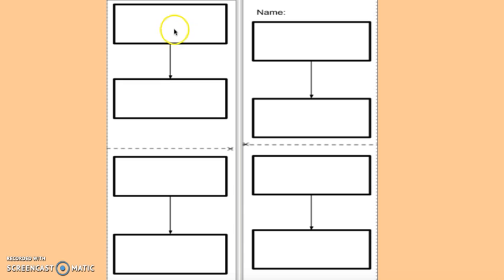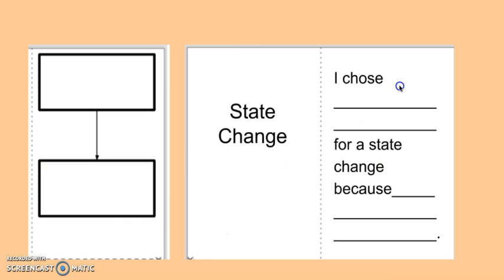Now, you have 4 windows that you need to complete, and you notice that they all look the same. That is because when we open each window, you're going to see what kind of a change it is. Each one has a different change. So let's take a look at what that looks like on the inside. The first one should be a state change.